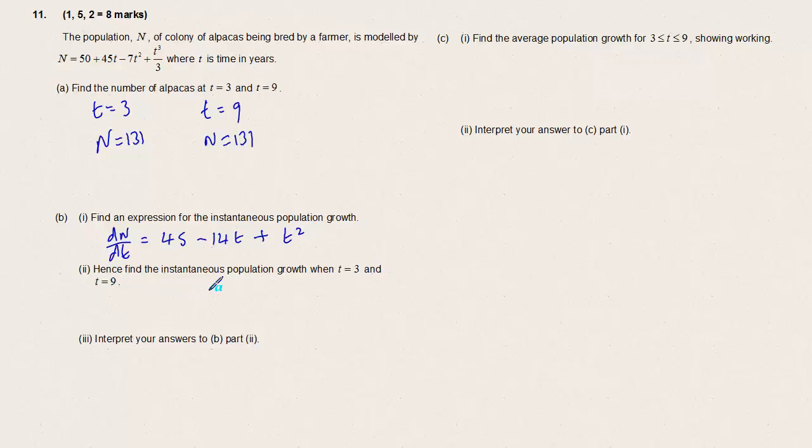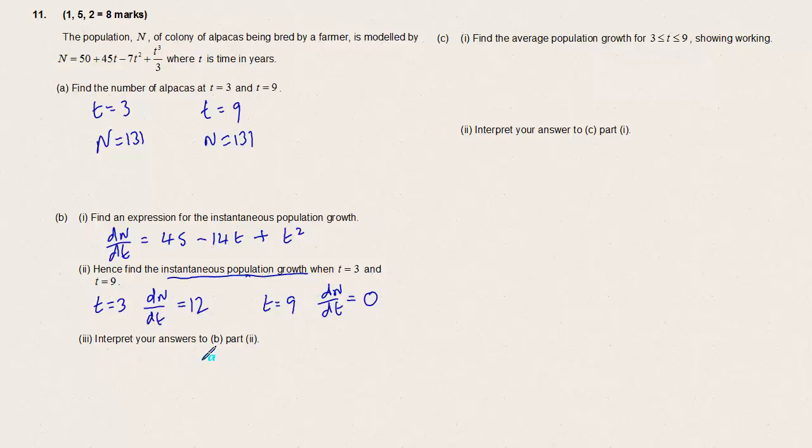Then we want to find the instantaneous population growth when t is 3 and t is 9. So that's just a case of substituting 3 and 9 into this formula, because we want the instantaneous population growth, dn dt. So dn dt in this case was equal to 12, and dn dt in this case is 0.